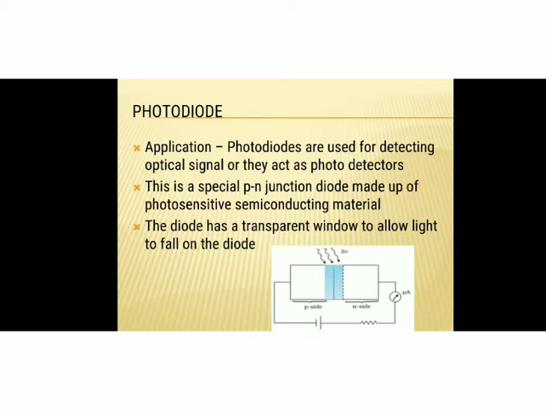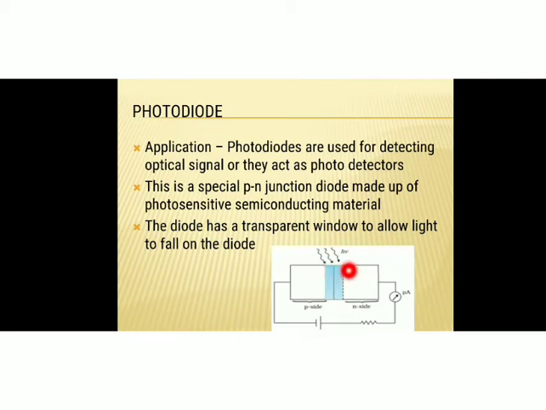This photodiode is a special purpose junction diode. It is made up of photosensitive semiconducting material. What do you mean by photosensitive? It means the material is sensitive to light. Whenever light falls on it, current carriers are quickly generated. And what is the structure? Here you can see the structure, or diagram, of a photodiode.